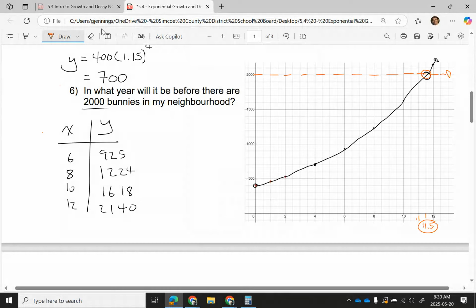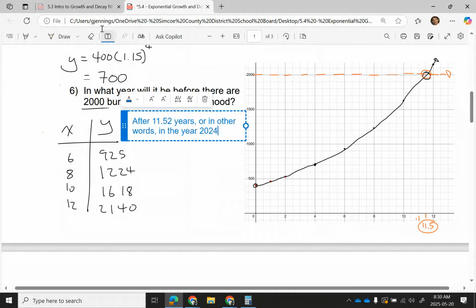And so we add 11 to 2023, so that's 2034, around, assuming I started measuring this around July. If I started measuring this in January, which would be a weird time to measure bunny populations, but hey, here we go.